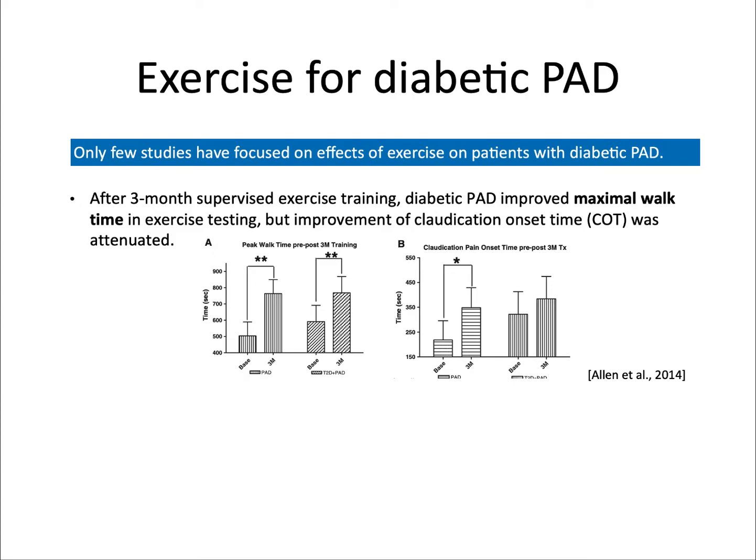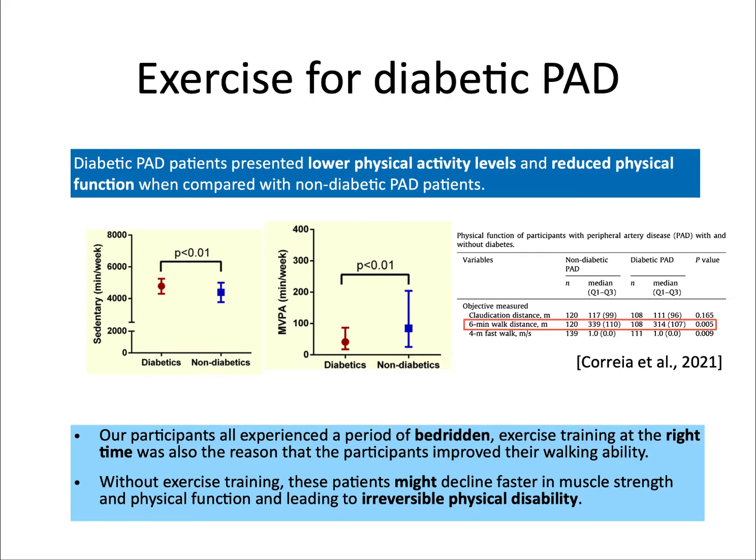And only a few studies have focused on the effect of exercise on patients with diabetic PAD. According to Allen, after 3 months of supervised exercise training, diabetic PAD patients improved the maximum work time in exercise testing, but improvement of the claudication onset time was attenuated. We found that diabetic PAD patients have lower physical activity and reduced physical function. So what happens if they experience a period of being bedridden?